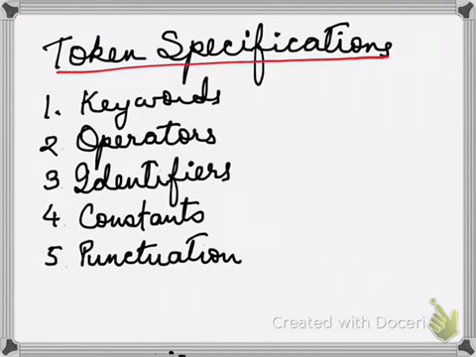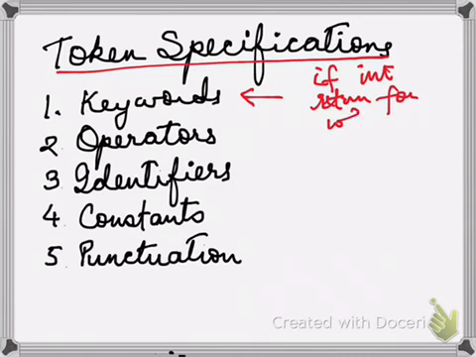So we have keywords. All the keywords of that particular language will come under this token category. So I may have something like if, int, return, for, while, float, all these will come under keywords. Then operators, plus, minus, multiply, all of these will be operators. And then we will have identifiers, that is variables.